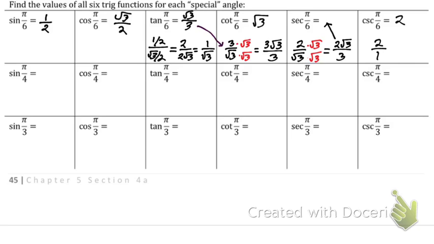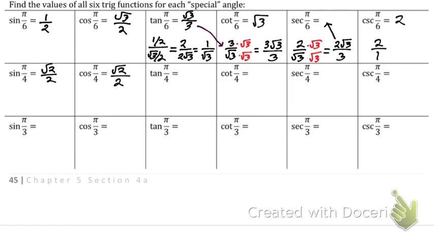All right, what is the sine of pi over 4? Yep, perfect. Radical 2 over 2. I will take the cosine one, because that's easy. If it's square root of 2 over 2, then the pair is square root of 2 over 2.